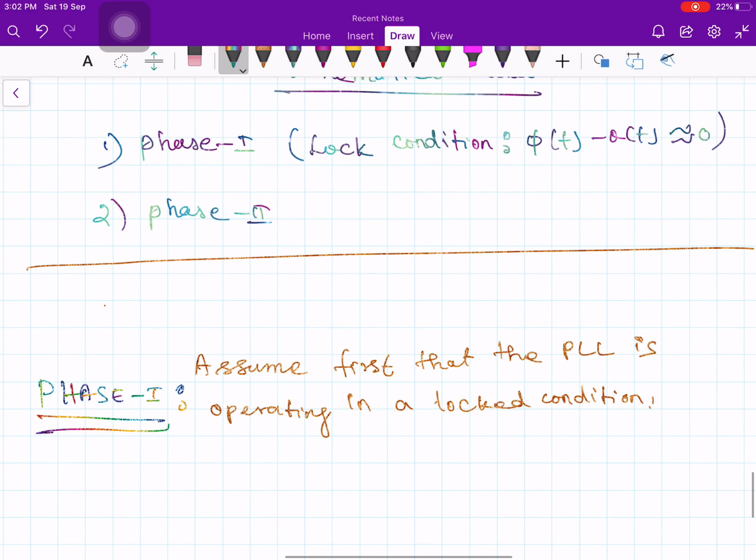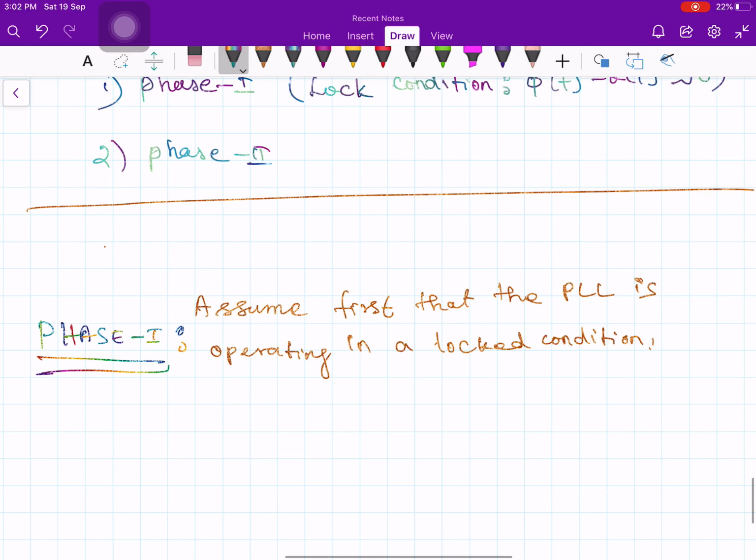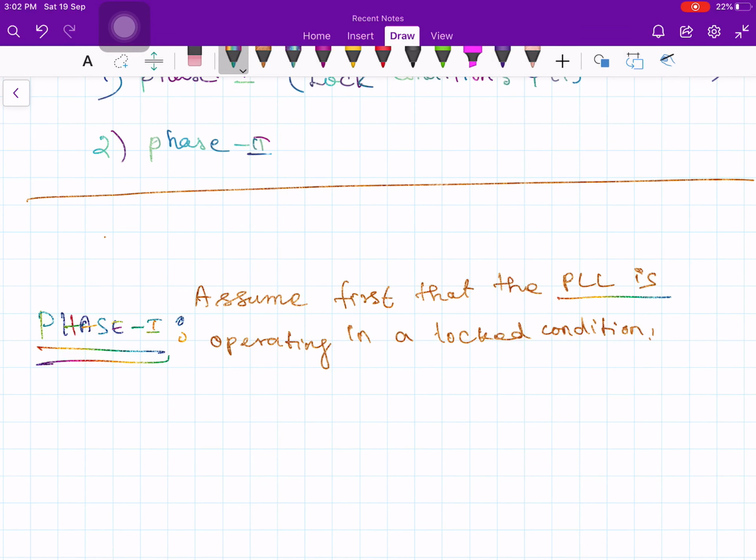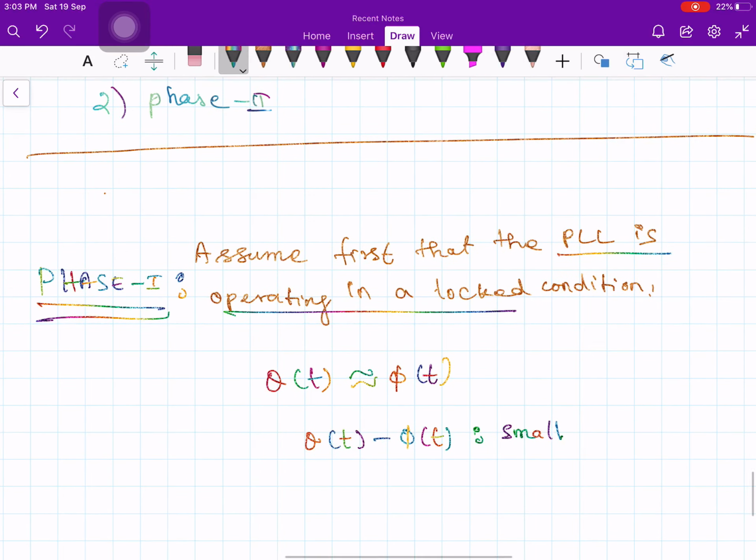Okay, so you can simply say that the PLL is locked. So what is the meaning of this PLL is locked? This being in a locked condition, what we are trying to say by this is that theta of t is a very good estimate of phi of t. That means theta of t minus phi of t is very, very small. So that's what the lock condition means for us. It may not be exactly the same, but it is a good estimate of incoming phase phi of t.